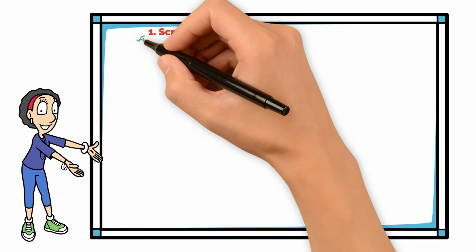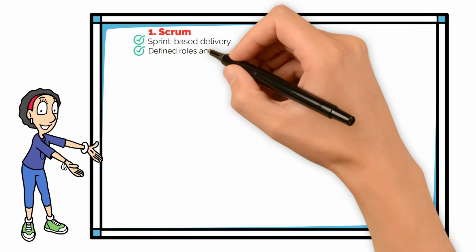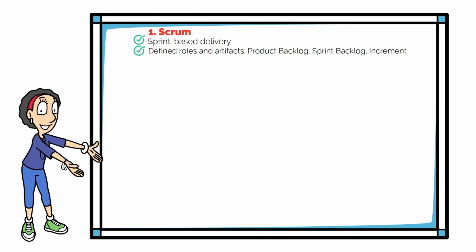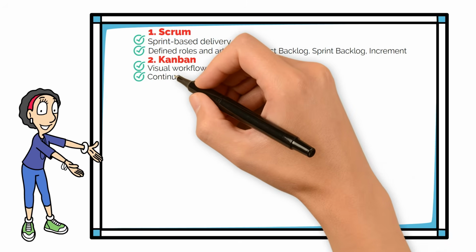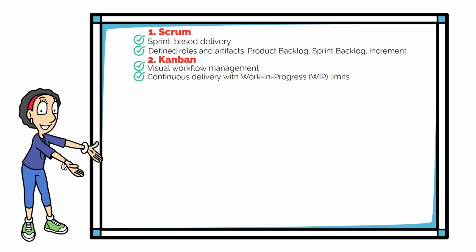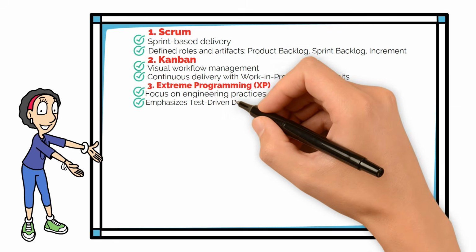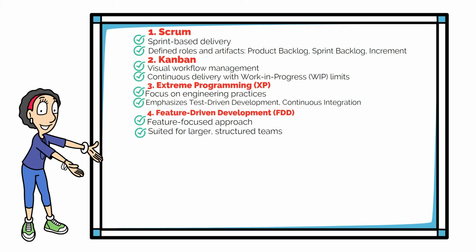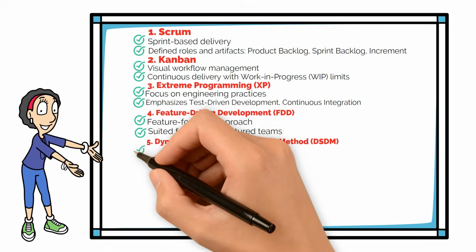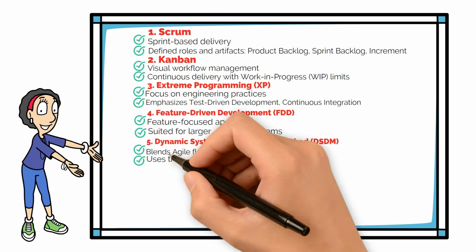Scrum uses sprint-based delivery with defined roles and key artifacts like product backlog, sprint backlog, and increment. Kanban uses visual workflow management with continuous delivery and work-in-progress limits. Extreme programming emphasizes software engineering excellence through practices such as test-driven development and continuous integration. Feature-driven development is a feature-focused framework suited for larger, more structured teams. Dynamic systems development method combines agile flexibility with project governance and time boxing.